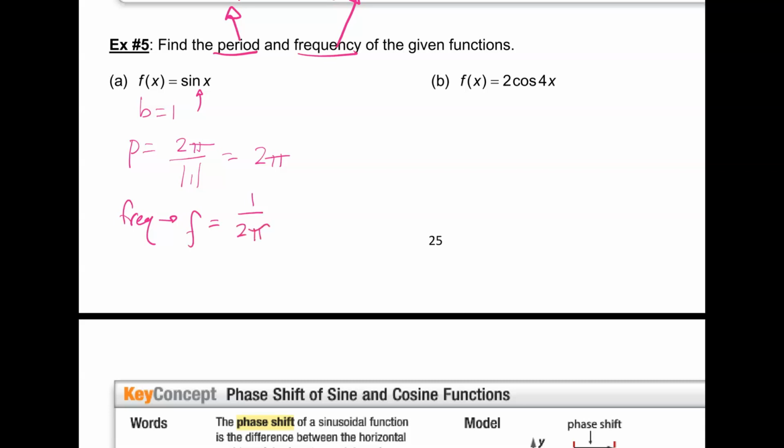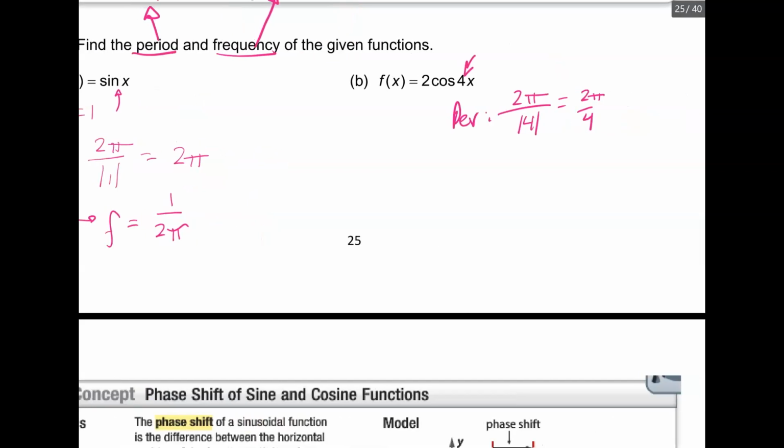Beautiful. The next one, let's go with Cami. What is my b for part b? Awesome, 4. So it's the coefficient in front of the variable that we're taking the trig function of. So period, 2 pi over absolute value of 4. Well, that's just going to be 2 pi over 4. Well, surprise, 2 pi over 4 is the same thing as pi over 2, because 2 and 4 have a common factor. And then if I wanted to take the frequency of that, that's just going to be the reciprocal, which is 2 over pi. Awesome.